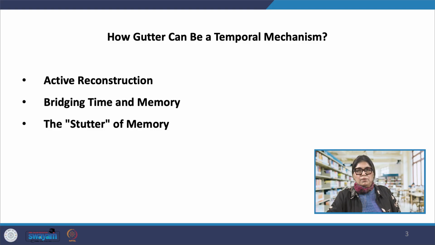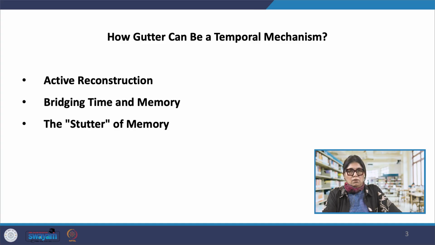Bridging time and memory in memoirs, the gutter connects the past, recalled memory, with the present, the act of remembering, allowing for non-linear storytelling and the blending of time periods. The stutter of memory: repeated frames or gutters can represent trauma or stuttering memory, slowing down time to emphasize emotional impact, particularly in autobiographical work.